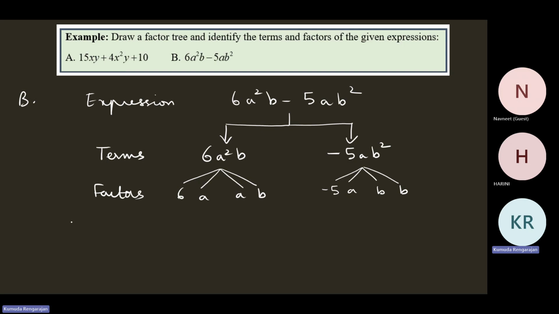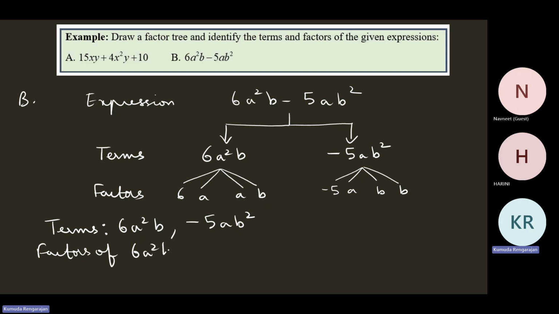So what are the terms? Terms are 6a square b and minus 5ab square. These are the two terms. Now for the two terms, for each term, you should write the factors. So you must write factors of 6a square b. We have done here, no? See, we have done here. Factors of 6a square b. What are the factors? Ma'am, 6, A, A and B. Correct.